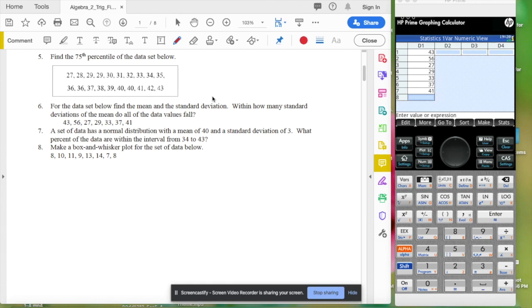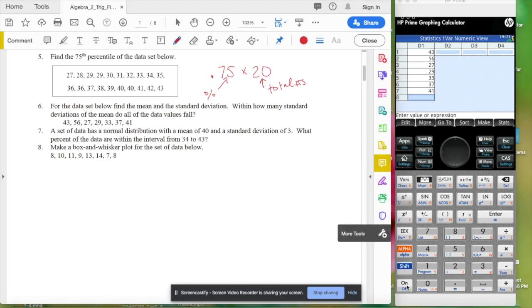Now we want to find who is in the 75th percentile. So we first have to figure out what place is the 75th percentile of 20. So what we're going to do is 0.75 times 20. Remember the 20 being the total numbers we have, and 0.75 being the percentile.